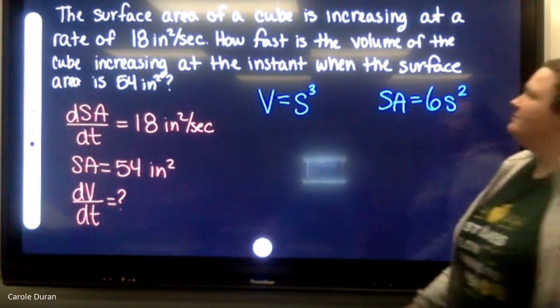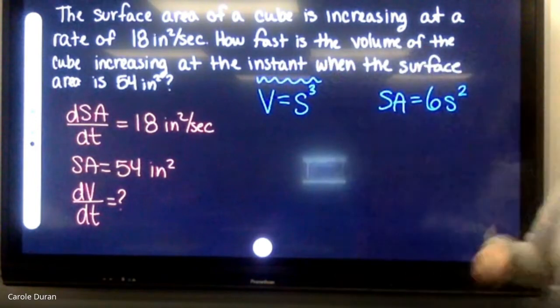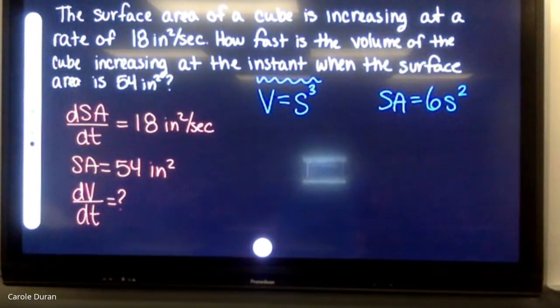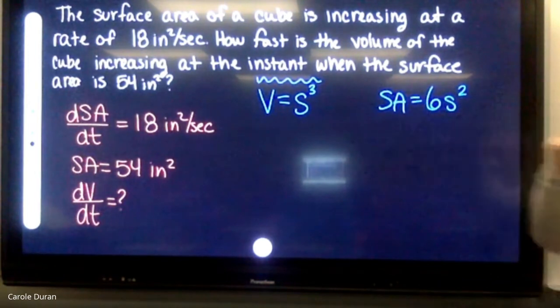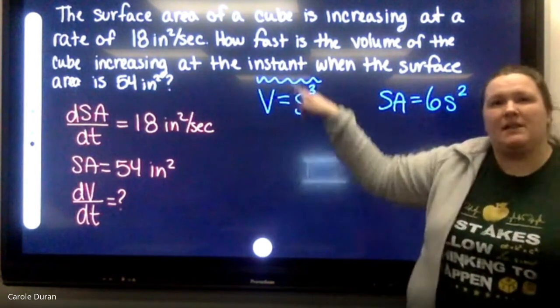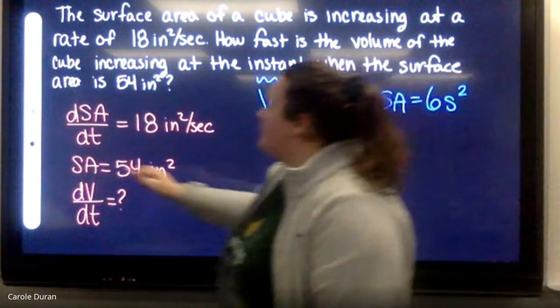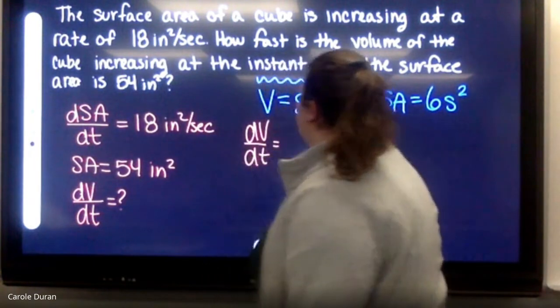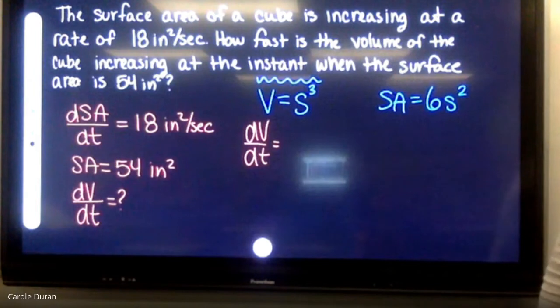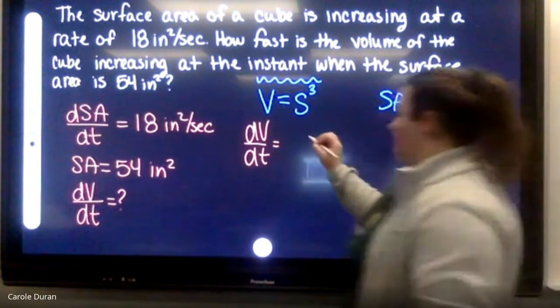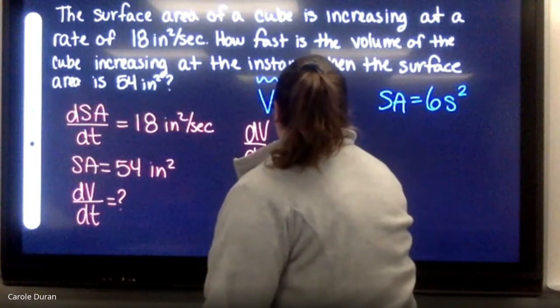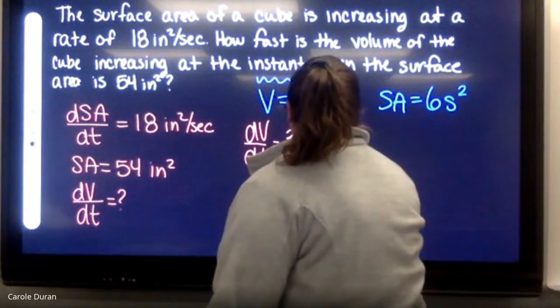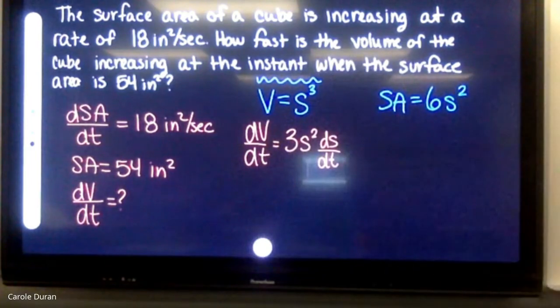This is the one that I'm going to be using to actually answer the question asked in the problem, but I'm going to have to use the other one to get that answer. So I'm going to start by differentiating this and seeing what I need to fill in. When I differentiate this, I take the derivative of V, and that's dV/dt. Then I take the derivative of my s cubed, which turns into what? 3s squared ds/dt. So I have 3s squared ds/dt, because I took the derivative of an s.